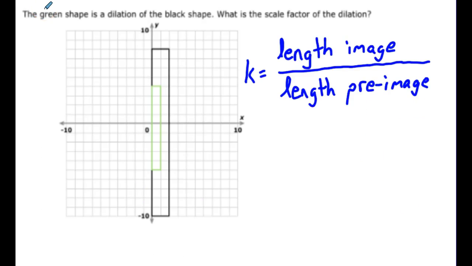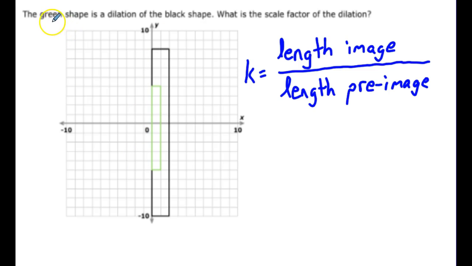Example 4, the green shape is a dilation of the black shape. We want to determine what is the scale factor of the dilation. So a general formula to use to find a scale factor, K, remember K stands for the scale factor, equals the length of the image over the length of the pre-image. So we just have to pick one pair of corresponding sides, determine the lengths of each, and then simplify that ratio. So I'm going to pick just the left side because those are lined up nicely.